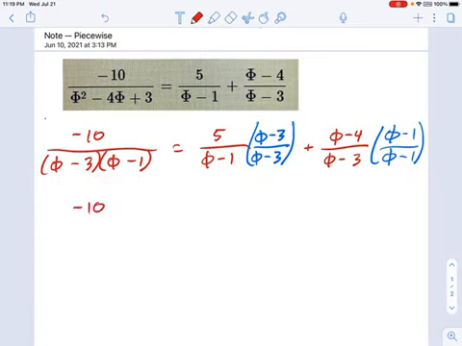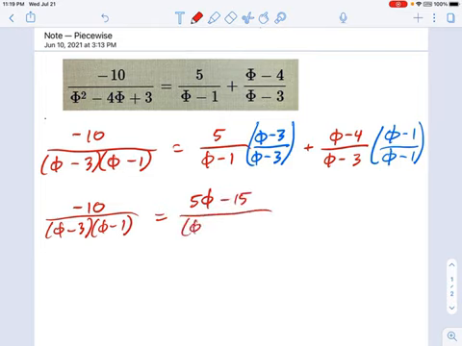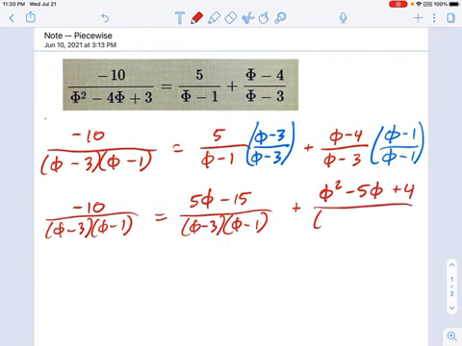Negative 10 over the denominator. I suppose we better, for completeness, just write this all out, equals, and let's carry these through, 5 phi minus 15. Careful of things like multiplication errors or minus sign errors while you're doing this, because it's surprisingly common. When you're thinking about complicated things, you make dumb mistakes along the way, and it's kind of annoying to find it afterwards, like, oh, I slipped on a minus sign. Isn't that great? Okay, so phi minus 3 and phi minus 1.